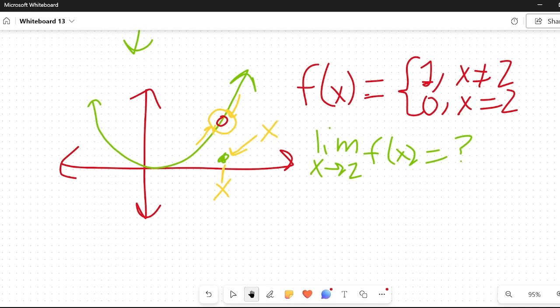We'll notice for every value other than 2, it is at 1. So if we're looking at values that are infinitely close to 2, but not equal to 2, we're just going to get 1. So this limit is in fact equal to 1, because remember, for a limit, we're looking at things that are infinitely close, but not exactly equal.